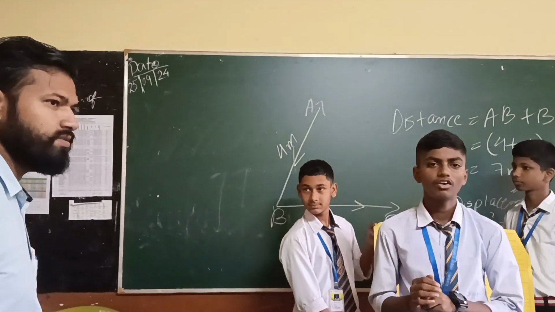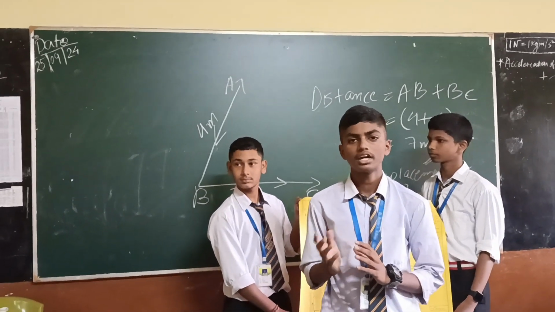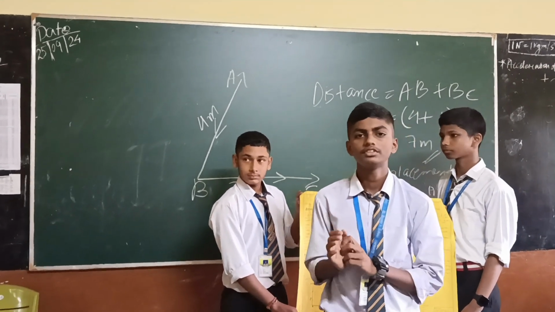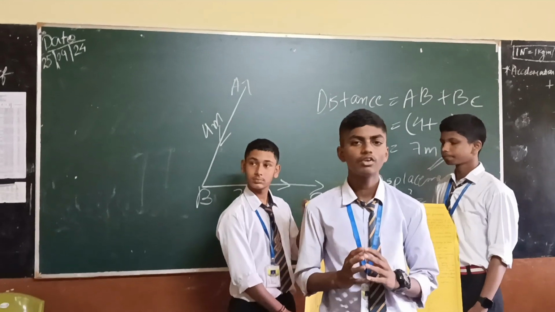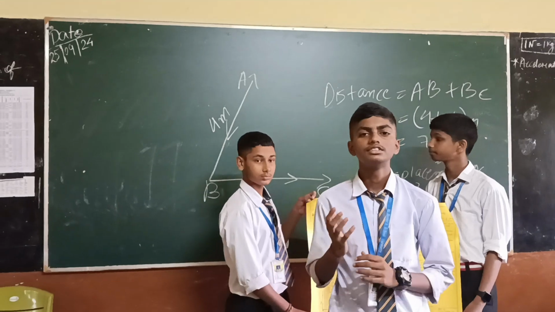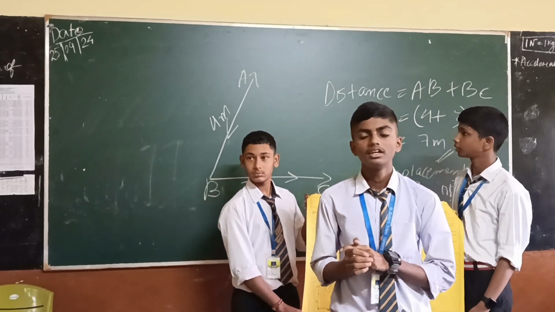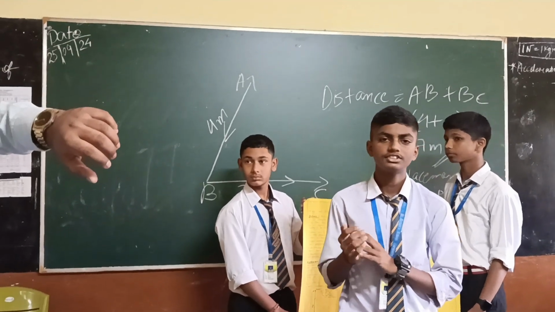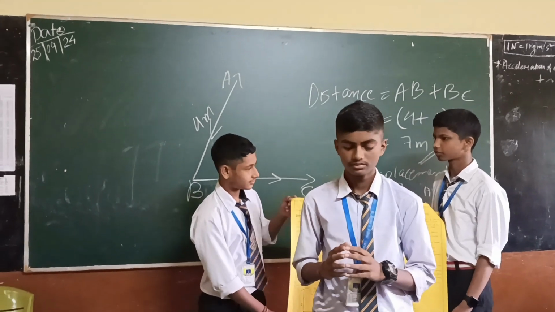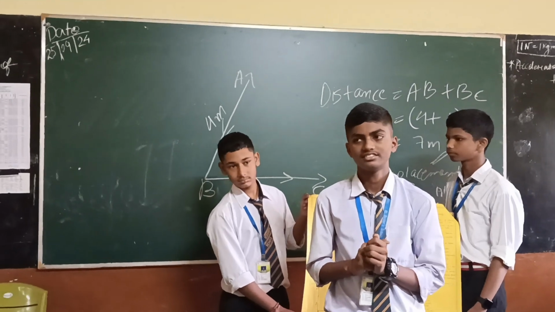And the formula for finding distance is speed into time. For example, when a train is moving with a constant speed of 100 km per hour for 5 hours, then the distance will be 500 km. And the distance cannot be zero or negative. It is always positive. Hope you understand.